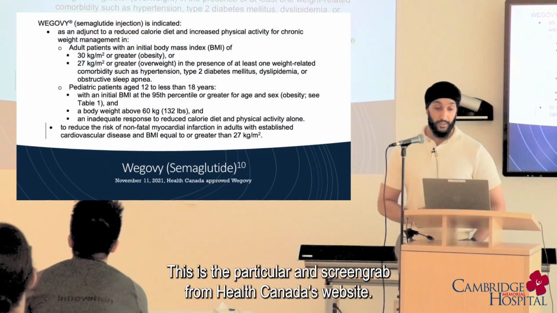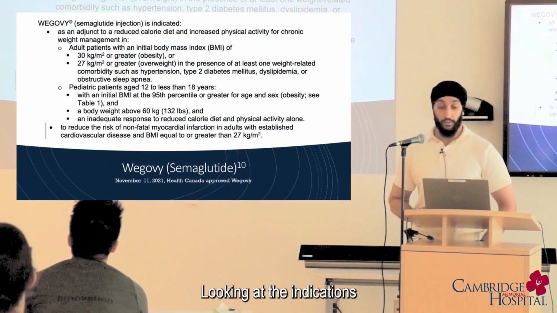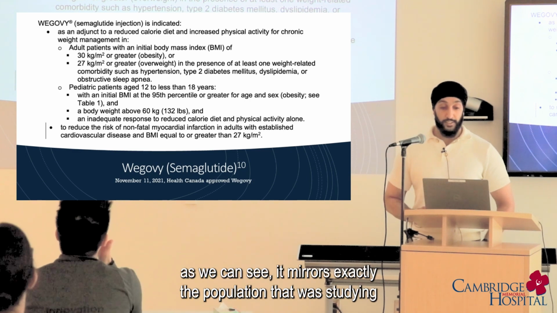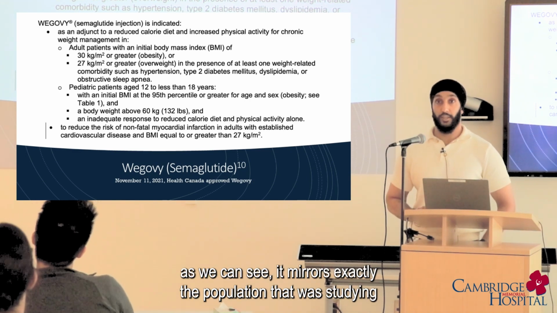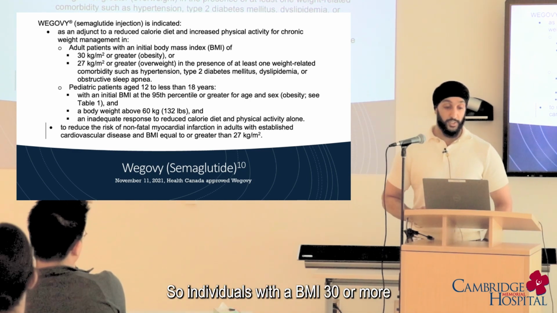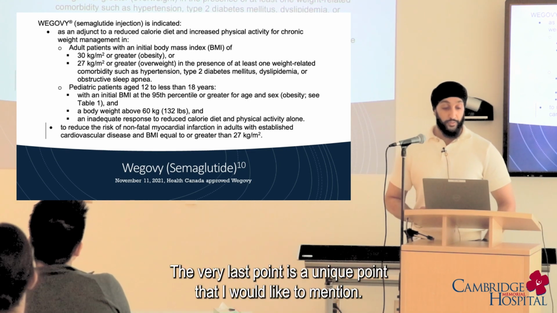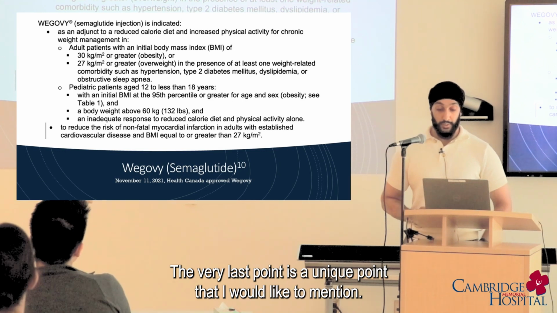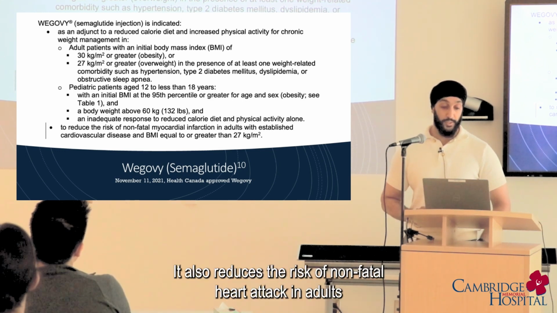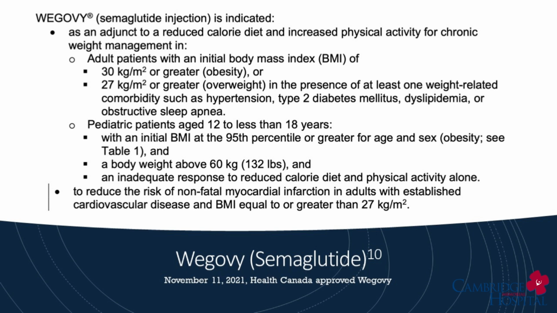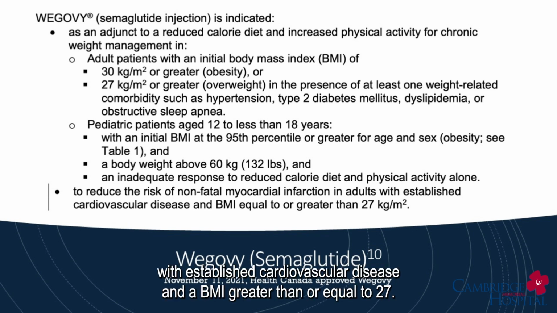This is the particular screen graph from Health Canada's website looking at the indications. As we can see, it mirrors exactly the population that was studied in the STEP program. So individuals with a BMI of 30 or more, or a BMI of 27 or more with at least one comorbidity. The very last point is a unique point that I would like to mention. It also reduces the risk of non-fatal heart attack in adults with established cardiovascular disease and a BMI greater than or equal to 27.